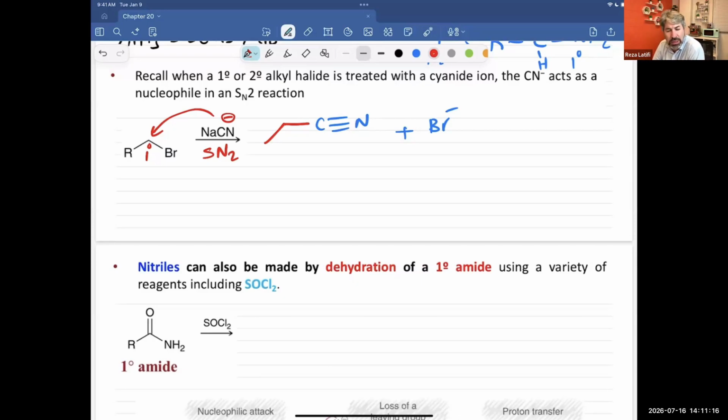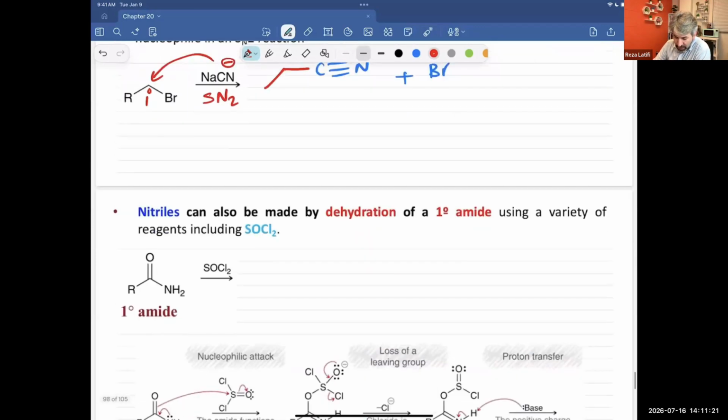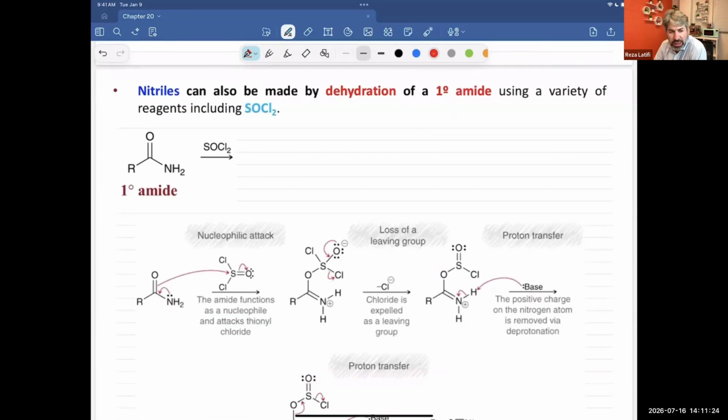Now, let's practice some chemical reactions about the cyanide functional group. In this case, we have an amide, and we're going to treat it with thionyl chloride, and we want to see what will happen if we add thionyl chloride to an amide. This is a primary amide. The reason is that the NH2 is attached to a carbon, and that carbon has only one neighbor carbon, so we're going to call it primary.